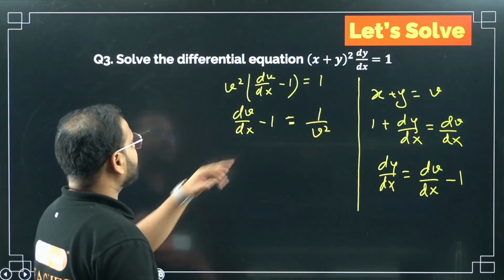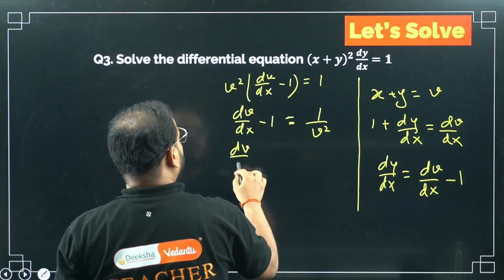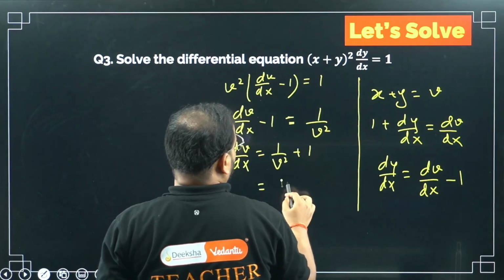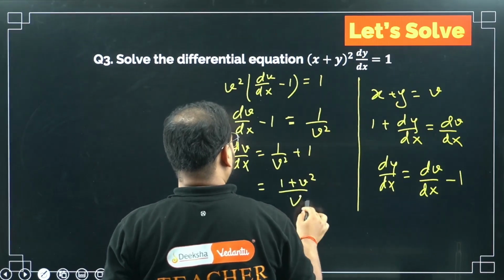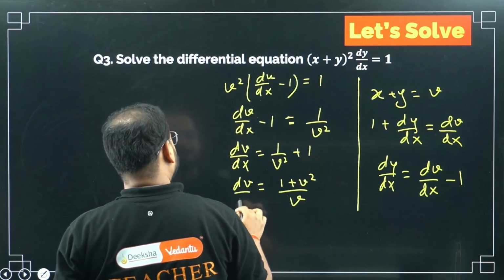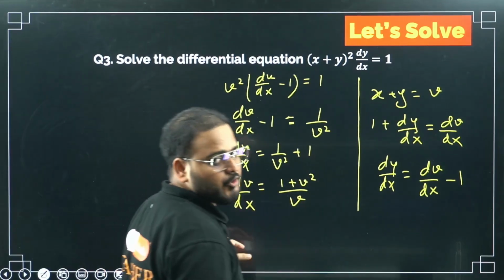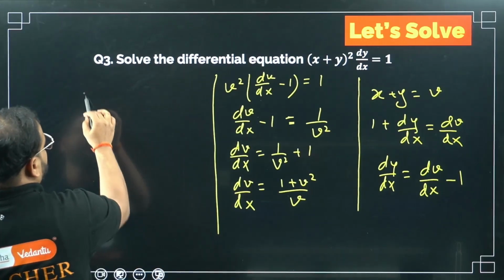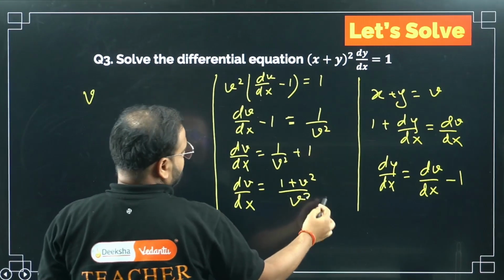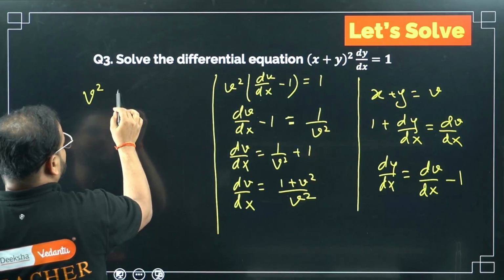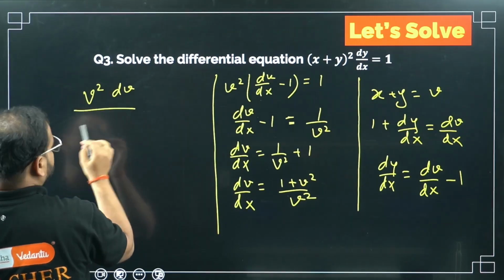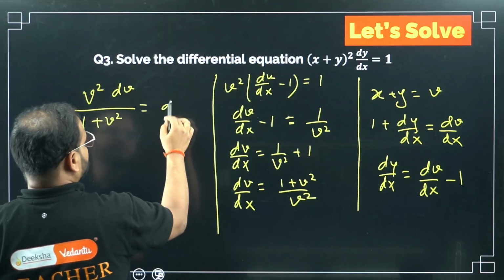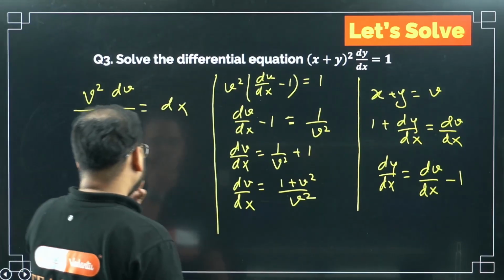This is also okay. Now bring the 1 to the other side. I can write dv by dx equals 1 upon v squared plus 1. That is 1 plus v squared upon v squared. So dv by dx, bring the v to one side, variable separable method. So I'll get v squared dv upon 1 plus v squared equals dx. This is all right.